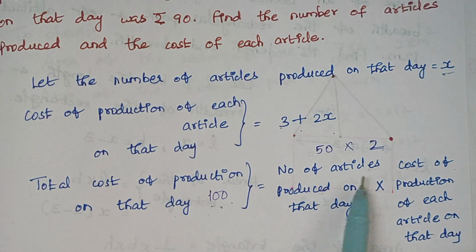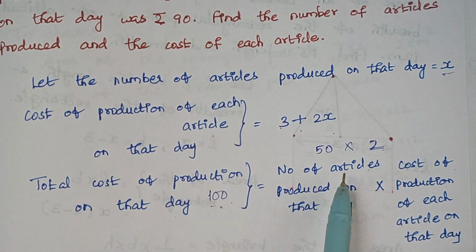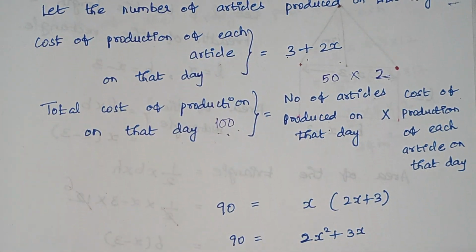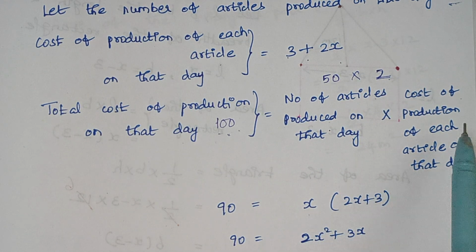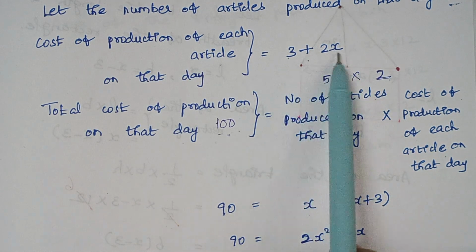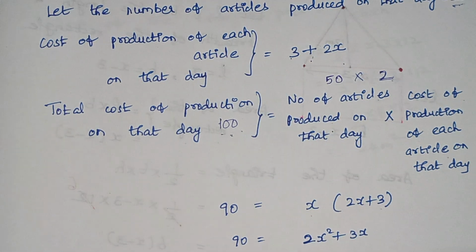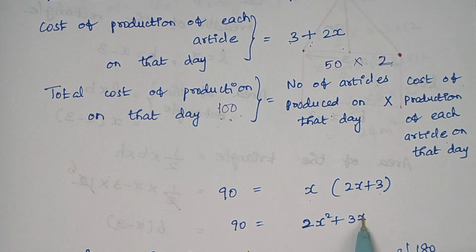So that is why the total production cost is nothing but the number of articles produced multiplied by the production cost of each article. So here the production cost is given as 90, the number of articles produced is X, and the cost of production of each article is given by 2X plus 3. Okay, 3 plus 2X, here I have written as 2X plus 3 as they are in addition. So now when you multiply, 90 is equal to X into 2X, 2X square, and X into 3, 3X.